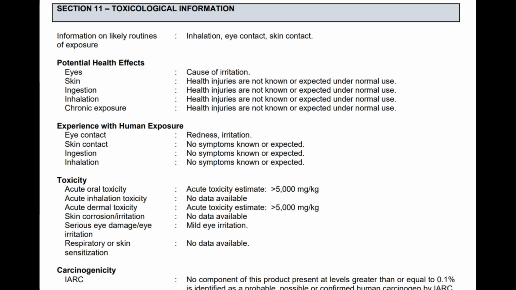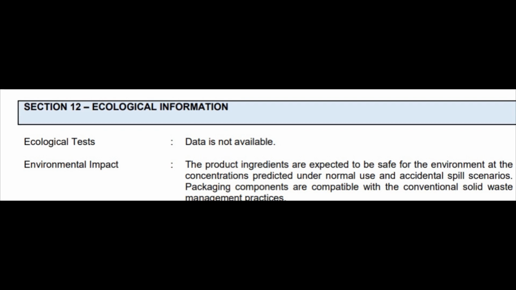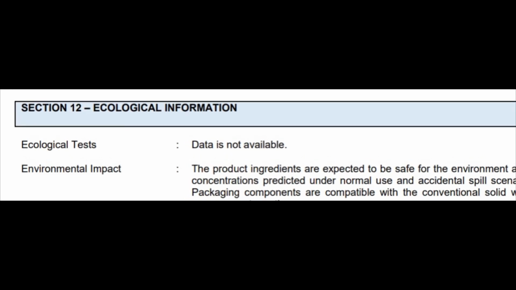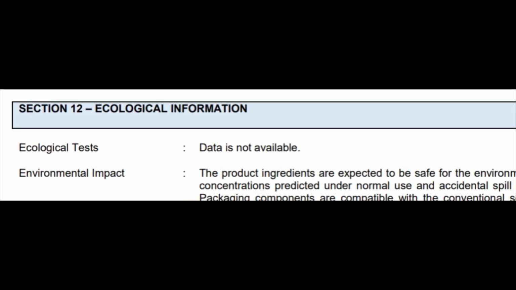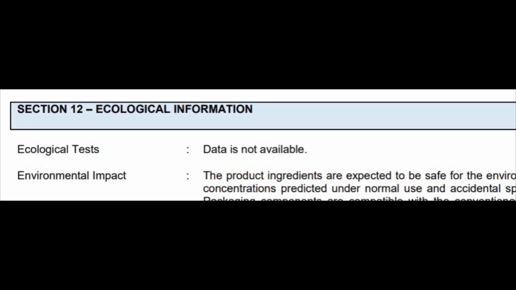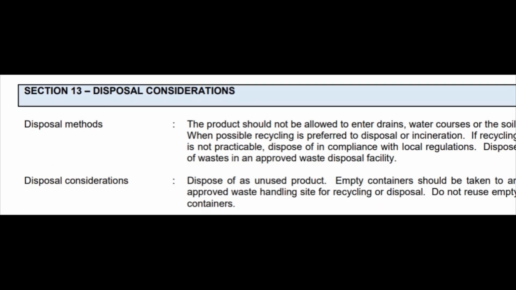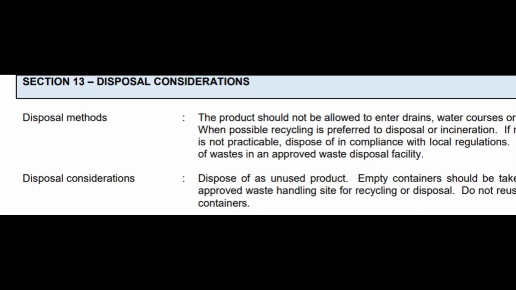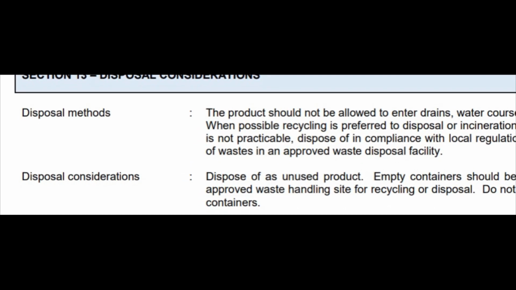Section 11, Toxicological Information. If you're looking to find out more information about any toxicology studies that have been conducted on the substance, this is an excellent place to start. Now after that, the next 4 are really pretty straightforward. Section 12 is Ecological Information and talks about any ecological hazards you may need to consider. Section 13 is Disposal Considerations and outlines the proper way to dispose of the chemical.